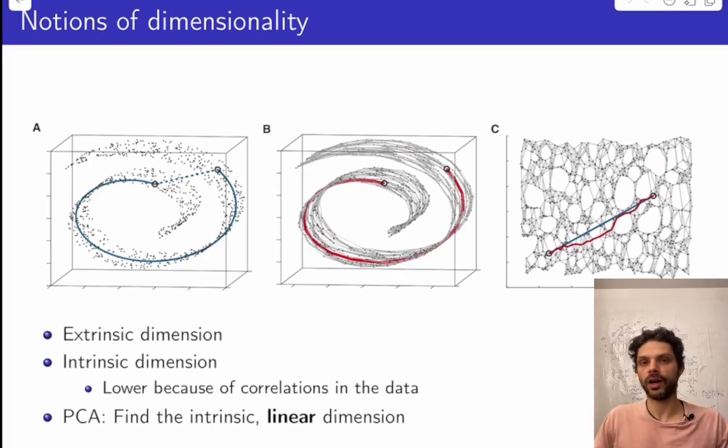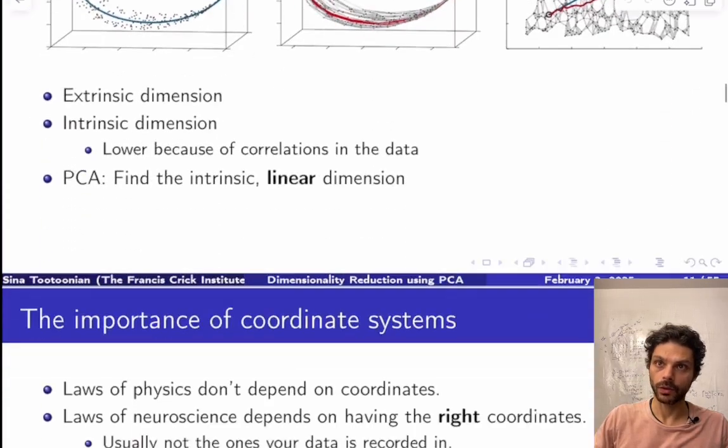And so PCA tries to find, as we mentioned, this lower dimension, but it requires it to be linear. So it can't find stuff like this. It can only find lines or hyperplanes in this particular case. Think of it as a simpler example of algorithms that can find these complicated manifolds. It's trying to find an intrinsic dimension that's linear.